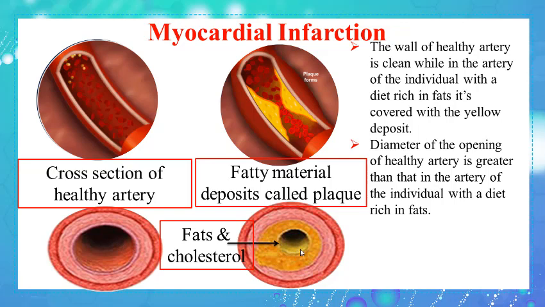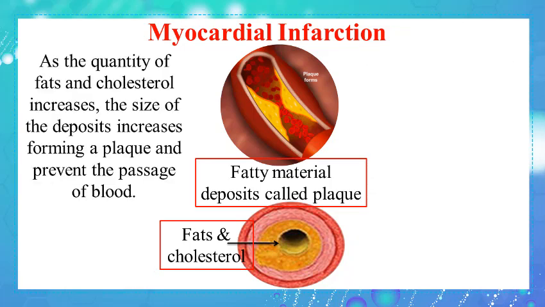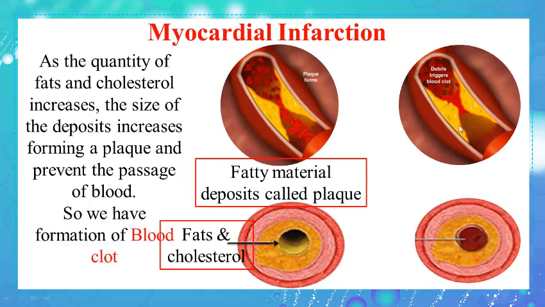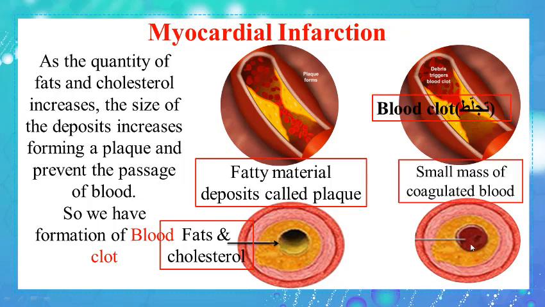diet rich in fats. And pay attention that when the diameter of the opening decreases, we have a difficult passage of blood. And when the quantity of fats and cholesterol increases, the size of the deposits increases, forming a plaque and prevent the passage of blood. And as a result, we have formation of a blood clot. This is the blood clot. It's a small mass of coagulated blood.